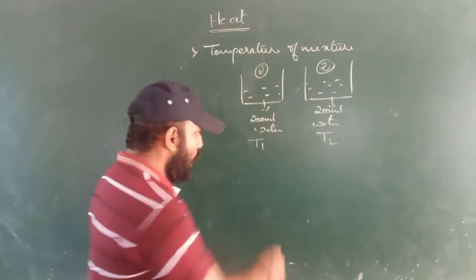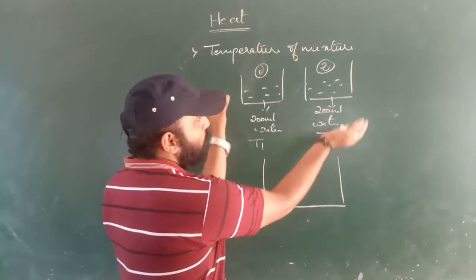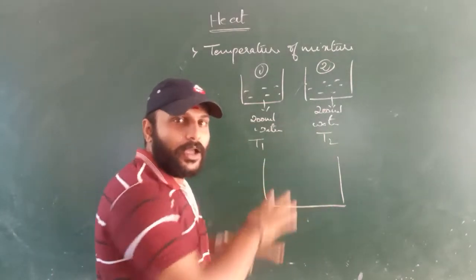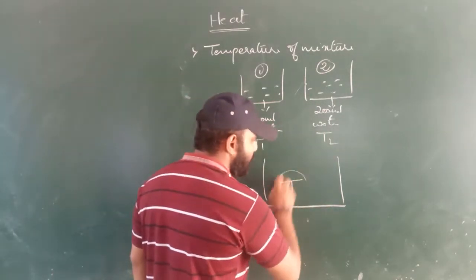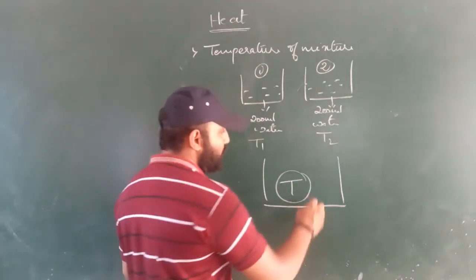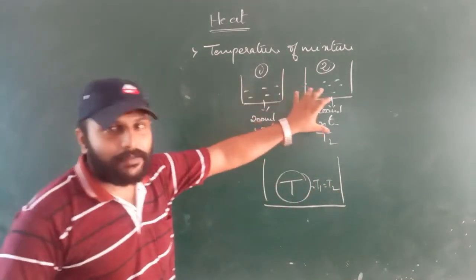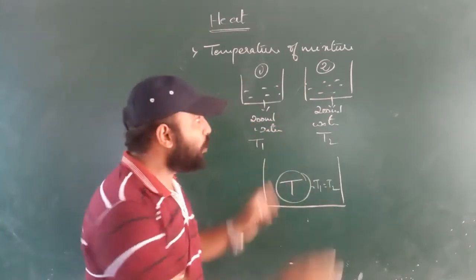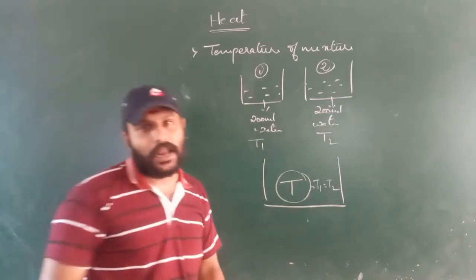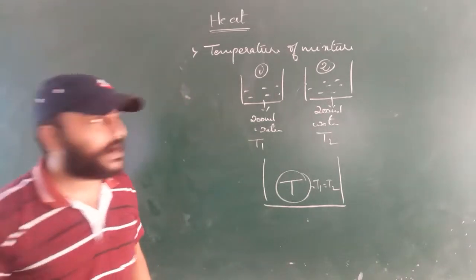Now I will take one large beaker and pour both beakers' water into that large beaker. Understood? I am mixing the water. Now what will be the temperature of the mixture? That is the temperature of mixture, big T. Here the temperature of mixture will be T equals T1 equals T2, because both are at the same temperature and we are providing the same amount of heat energy. So both beakers will have the same temperature, and the temperature of the mixture will be the same. Understood everyone?